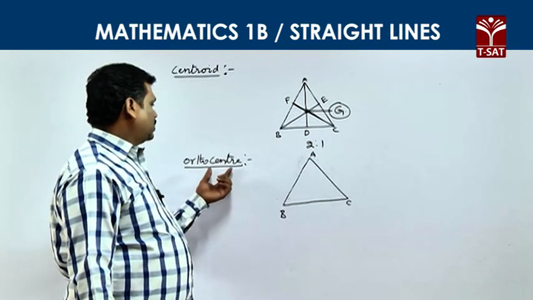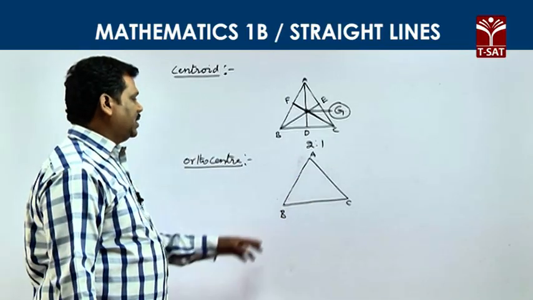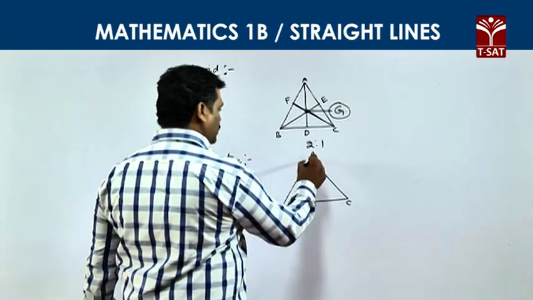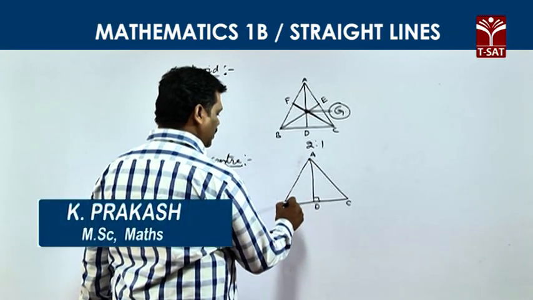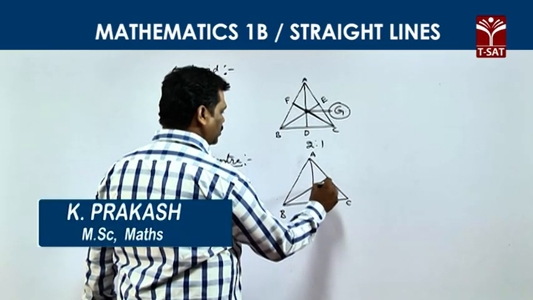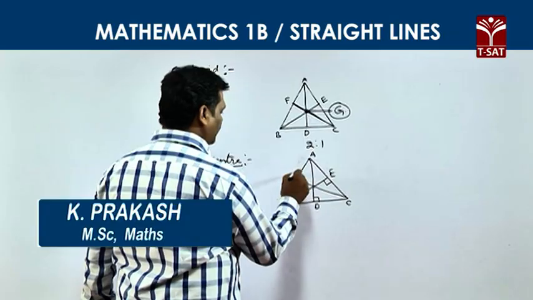Next, the definition of orthocenter. The altitudes of a triangle are concurrent. The point of concurrency is called the orthocenter. This is one of the altitudes, it is perpendicular. This is another altitude, it is also perpendicular, and this is CF.